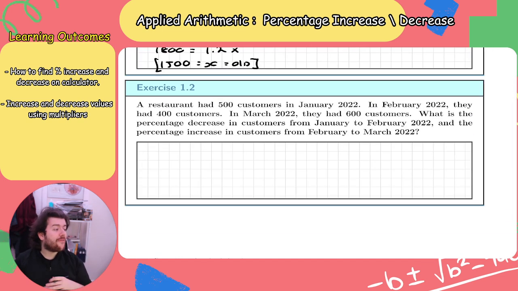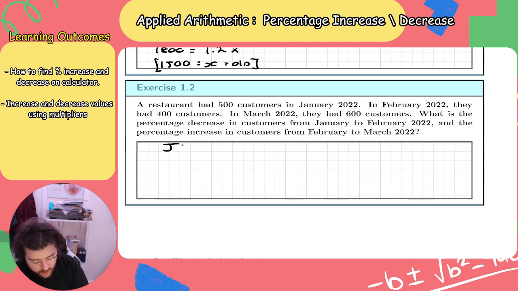Right, a restaurant had 500 customers in January 2022. In February 2022, they had 400 customers. In March 2022, they had 600 customers. What was the percentage decrease in customers from January to February? And then what was the percentage increase in customers from February to March?